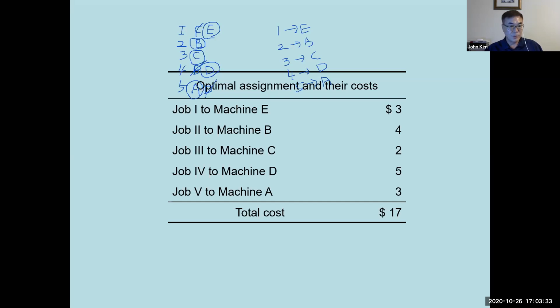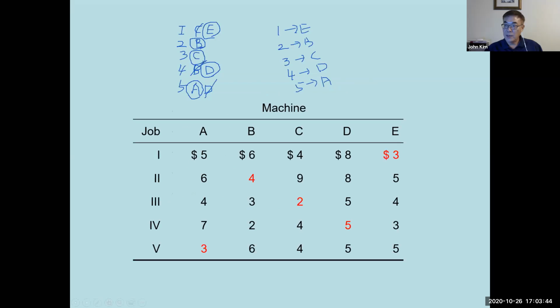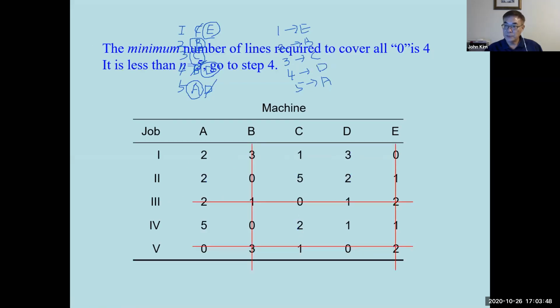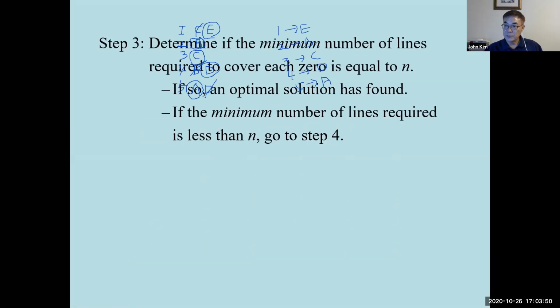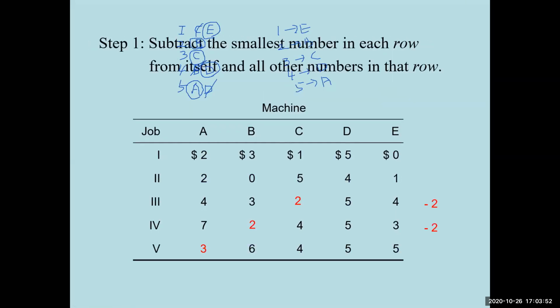I don't understand where those costs came from, because they're not matching up to what was in the first table, the initial table. Yeah, okay, let's go back. $5, $6, $4, $8, $3.